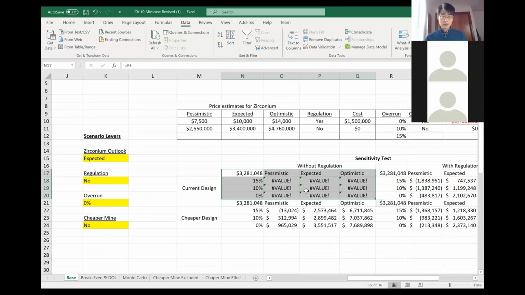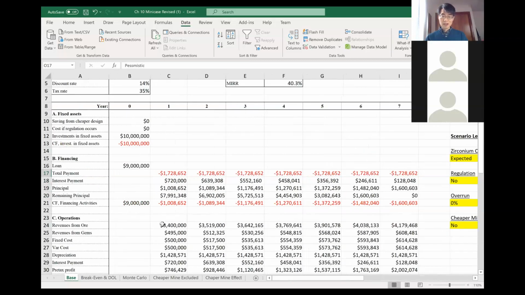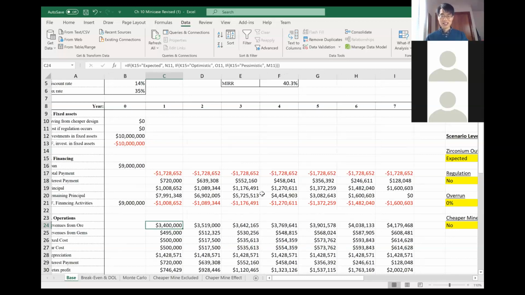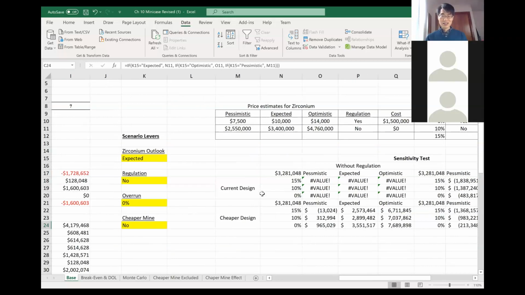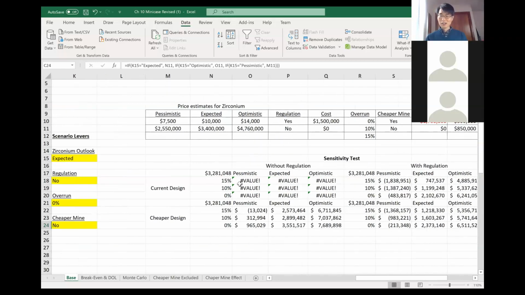The reason you get the error message is that when I use the table function this way, Excel will put this "pessimistic" in this cell. So your revenue becomes not a number, revenue becomes text. Your revenue is "pessimistic", so obviously Excel cannot calculate the net present value because this whole Excel file will be destroyed. That's why you get the error message. Excel cannot calculate the value.